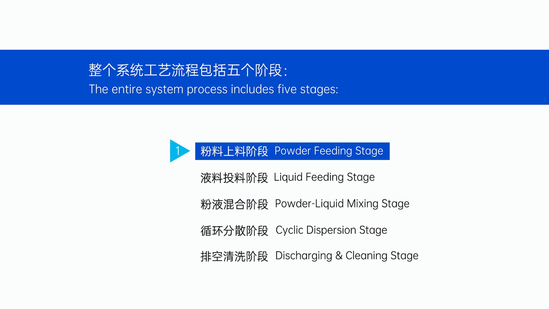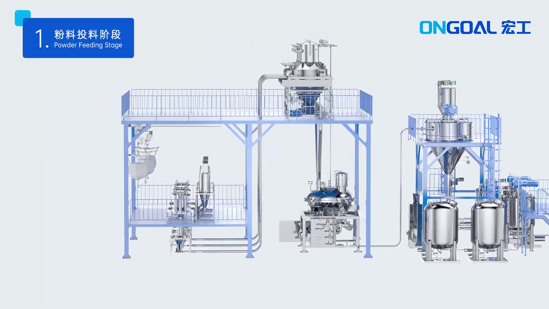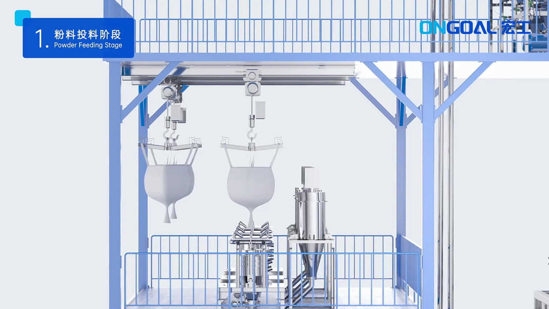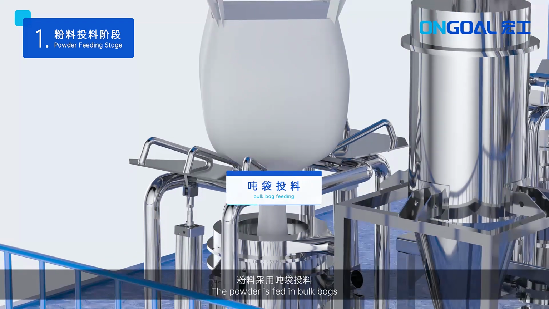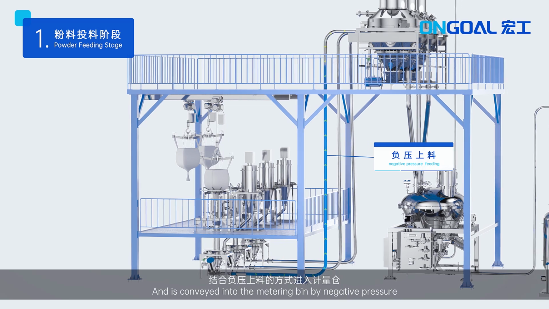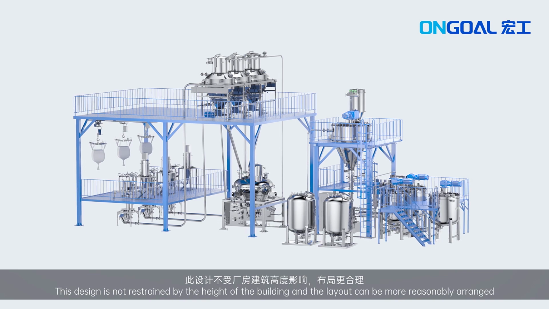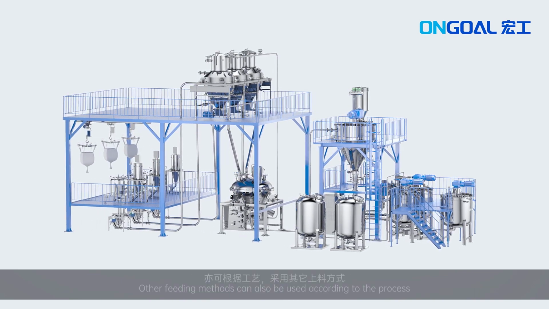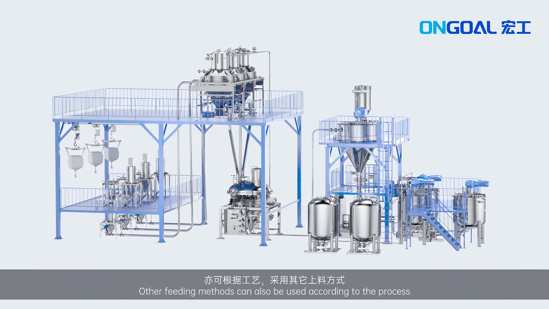Powder feeding stage. The powder is fed in bulk bags and is conveyed into the metering bin by negative pressure. This design is not restrained by the height of the building, and the layout can be more reasonably arranged. Other feeding methods can also be used according to the process.